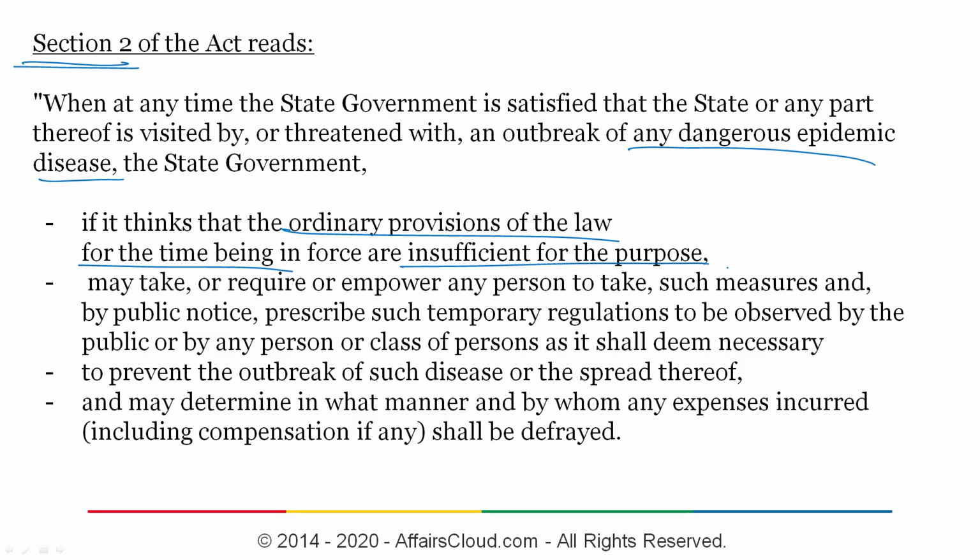such temporary regulations to be observed by the public or any person or class of person as the government shall deem necessary in order to prevent the outbreak of such diseases or the spread thereof, and the government may also determine in what manner and by whom any expenses incurred, including the compensation expenses, shall be defrayed. So the government may also determine in what manner and by whom the expenses shall be defrayed.